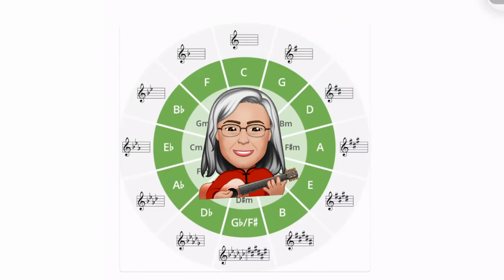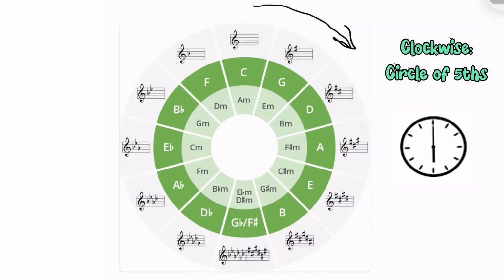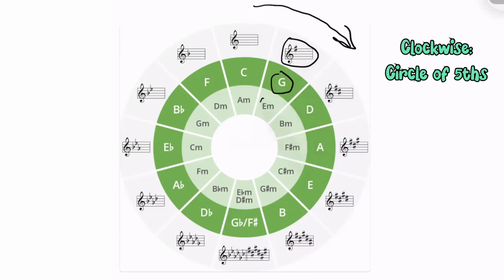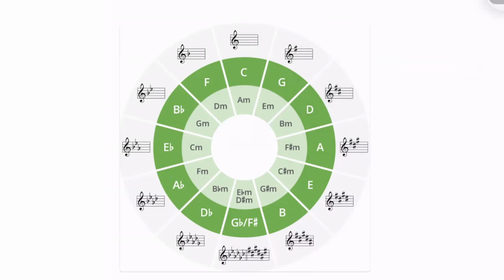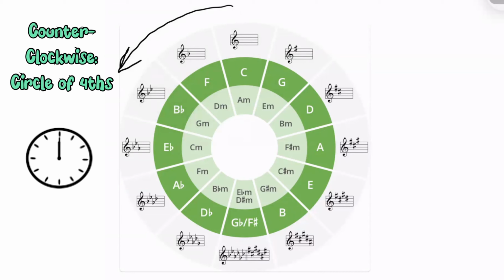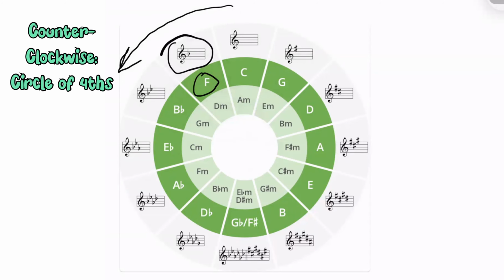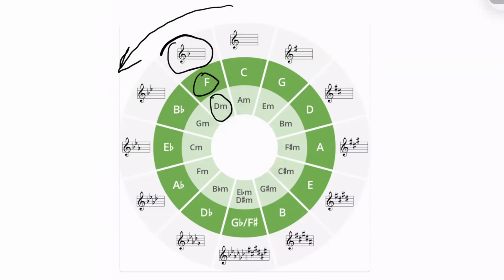In our last episode, we went clockwise around our circle and we identified all of the major keys that had sharps in their key signatures and their relative minors. In this episode, we're going to go counterclockwise, which will be called the circle of fourths. I'll show you why that is in a moment. And we're going to identify the major scales that have flats in their key signature and their relative minor.